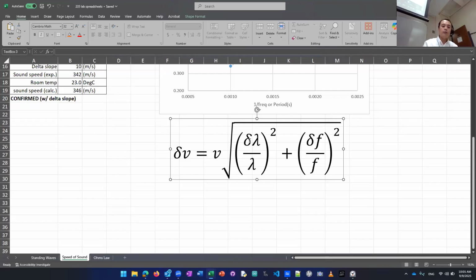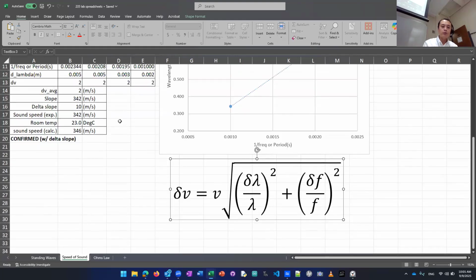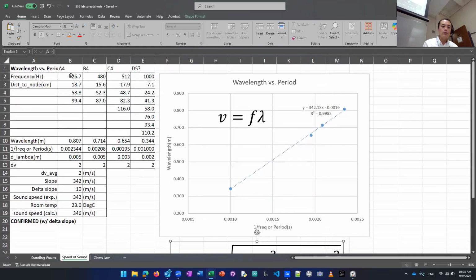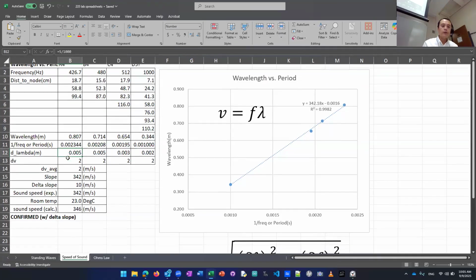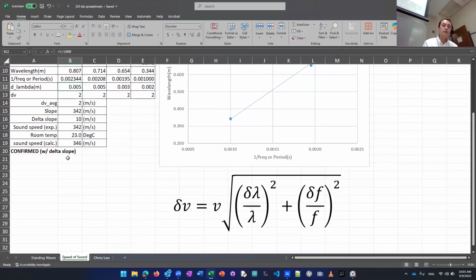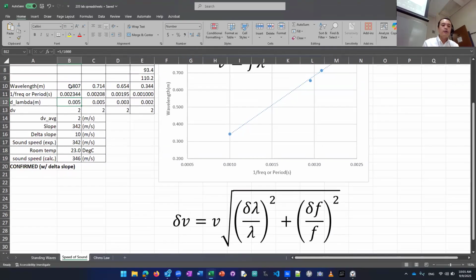So our uncertainty in the wavelength is how well we can measure, right? Based on movement of the piston. So that is what I had, a half centimeter right there. And this wavelength is whatever wavelength we're talking about. Say we just want to talk about the A4, and we know the wavelength is 0.8 meters, and my uncertainty in the measurement is 0.005 meters. So that's how much it contributes to the velocity calculated based on these two values. Well, one value, the wavelength, and its own uncertainty.